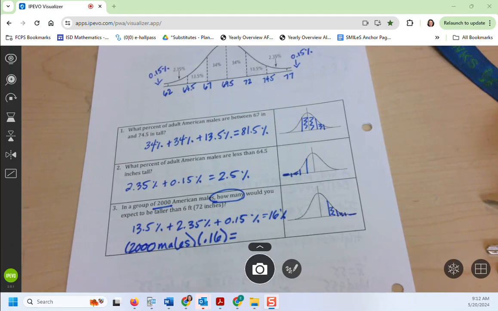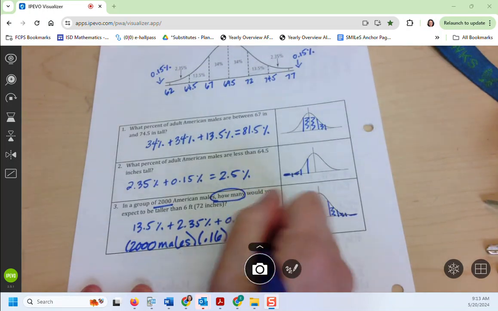So how many of those 2,000 males would be taller than 6 feet? Okay, Layla got 320. Anybody else get 320? Thank you. All right, excellent.